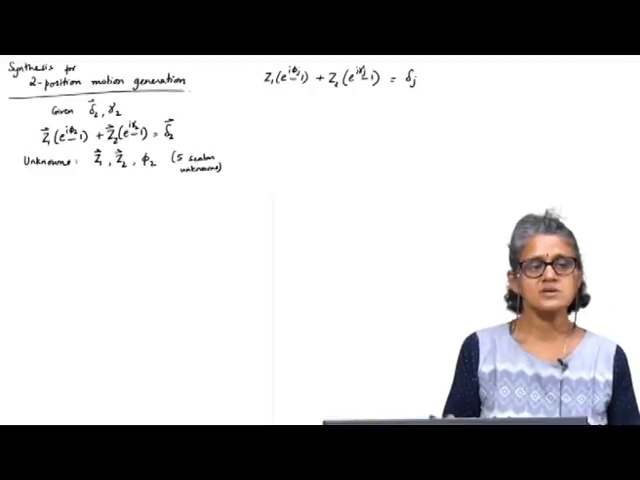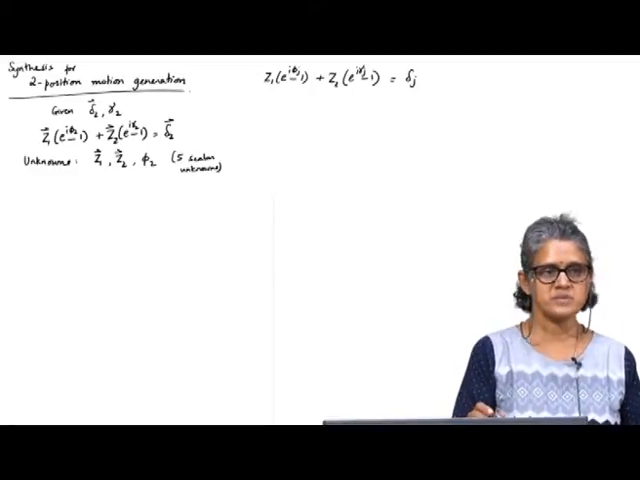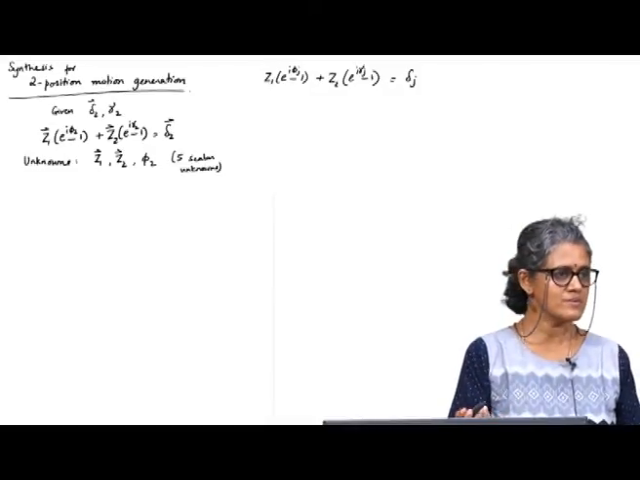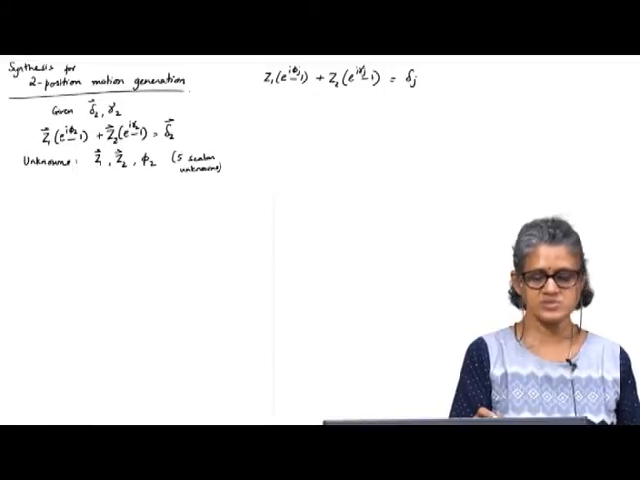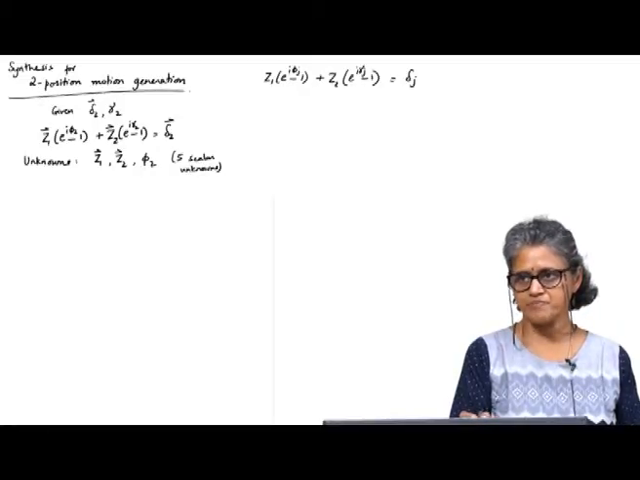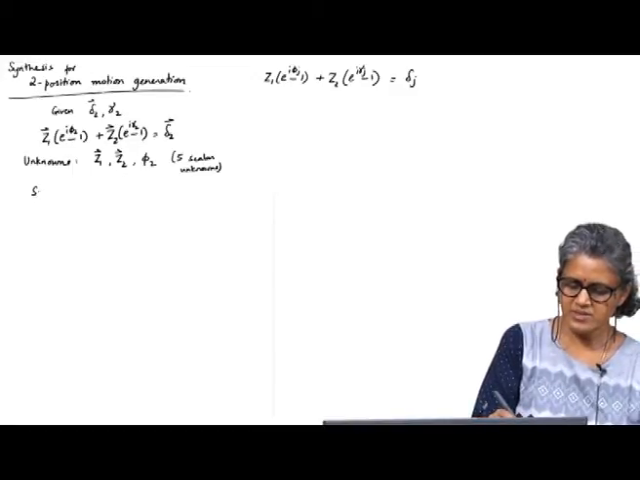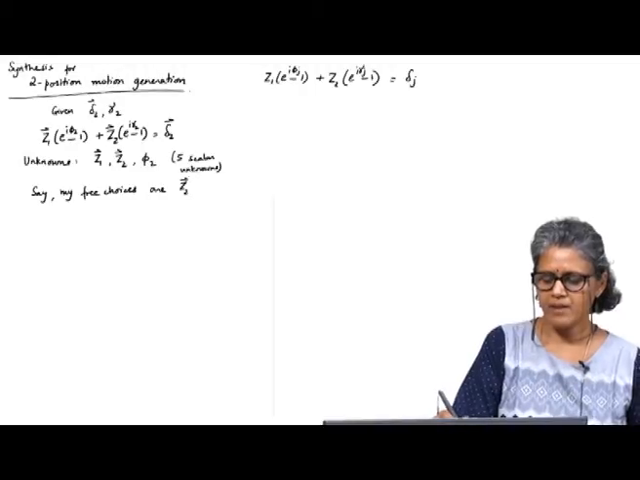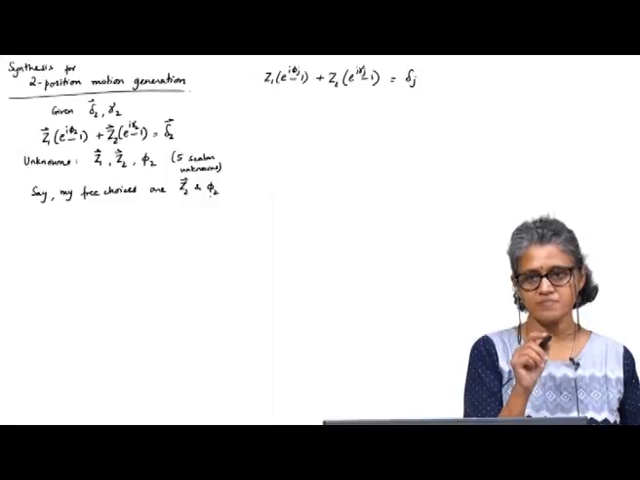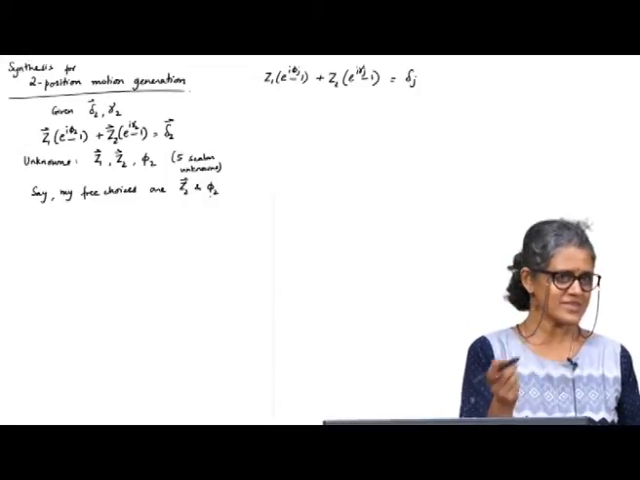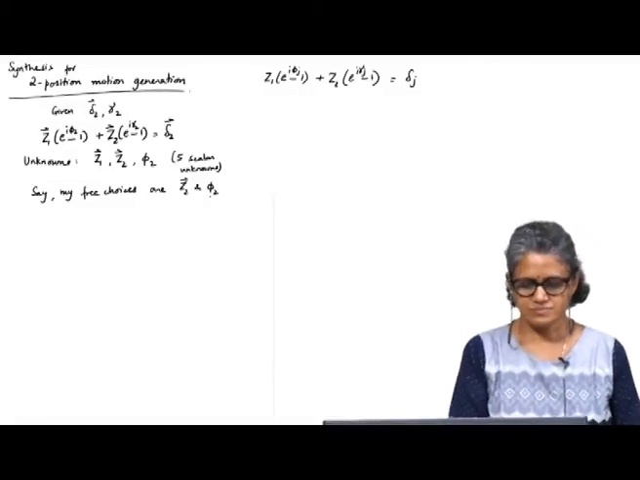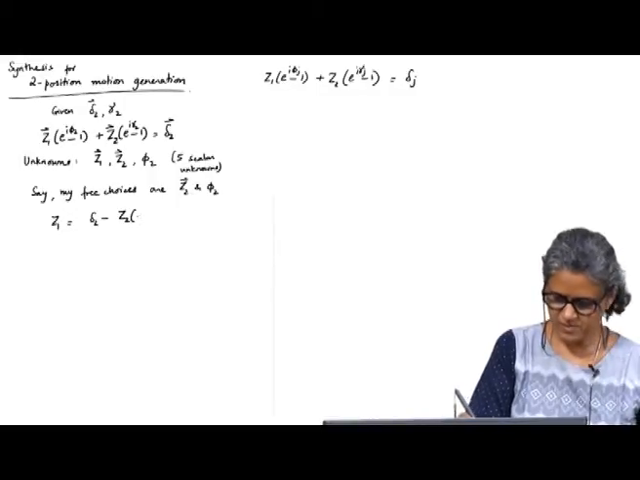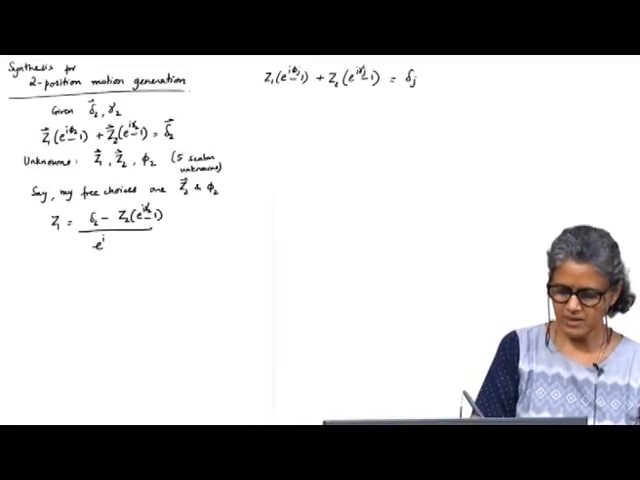So now what are the possibilities for my free choices? I have to choose 3. The easiest way would be to choose either z1 and phi 2 or z2 and phi 2. It's more difficult if I choose z1 and one component of z2, because solving the equation will be more difficult. So with free choices as these, I get z1 equal to delta 2 minus z2 into e power i gamma 2, minus 1 by e power i phi 2 minus 1.